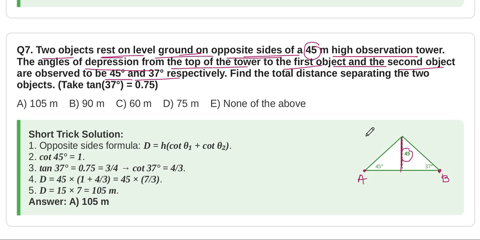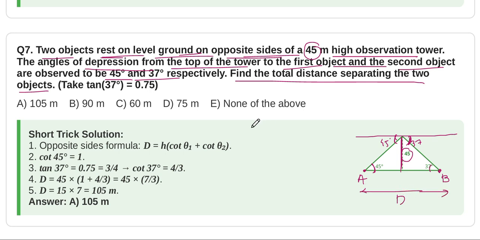If I draw the lines from the top of the tower, the angles of depression are given: one is 37 and the other is 45. But the angle of depression and the angle of elevation must be the same, so this is 37, so this is also 37. This is 45, so this is also 45. We have to find the total distance separating the two objects, that means the distance from A to B, this distance D.